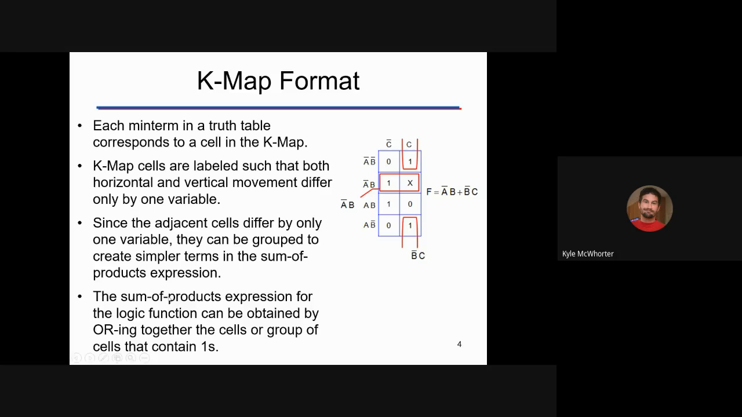And then at the end, the sum of products expression is what you get by putting an OR between all the little minterms that you get from the little groups that we're going to make. So we group the ones, and then we add together with ORs those minterms that we get from our groups. Okay, so that's the preview of what we're going to do.